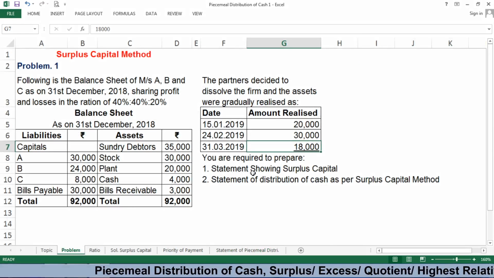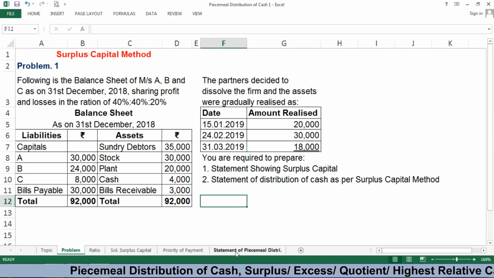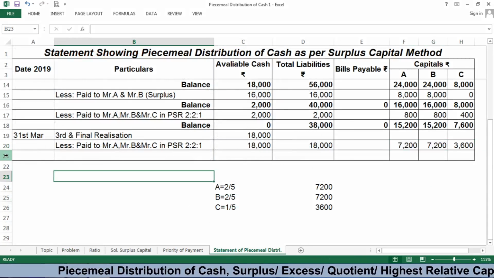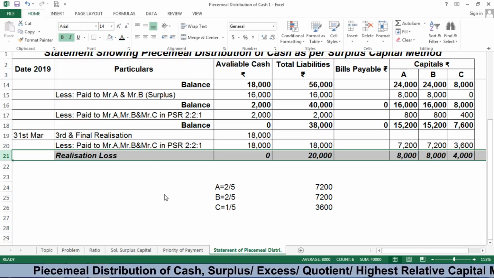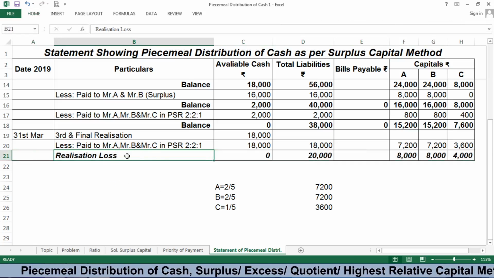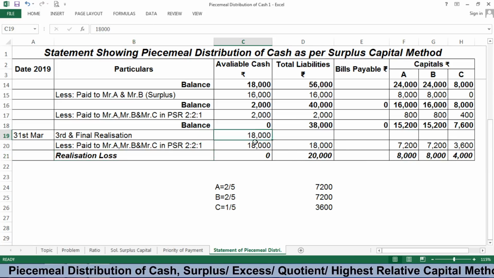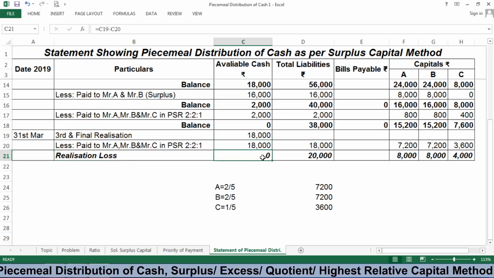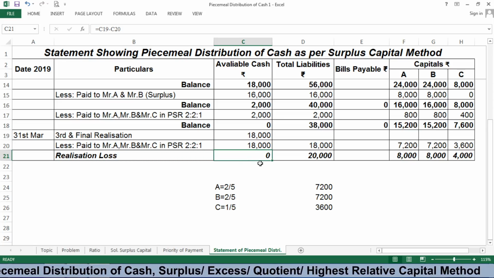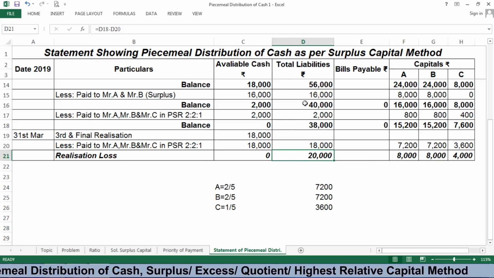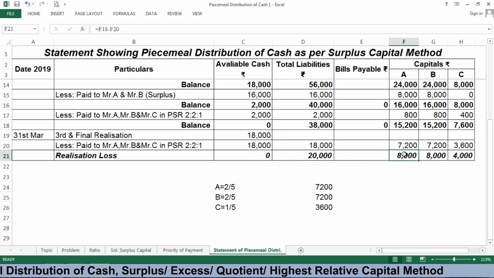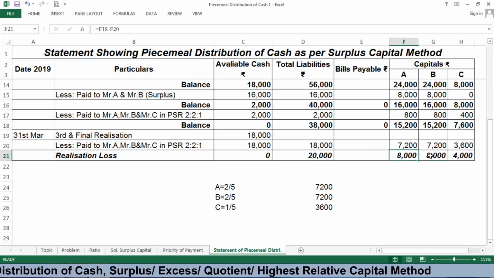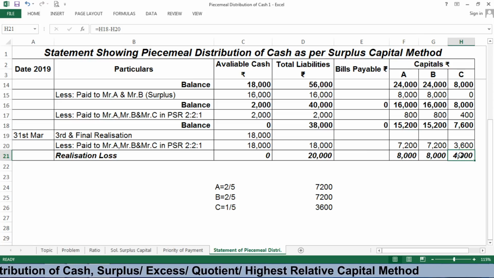Now we don't have any kind of realization. This was the third and final realization. Now we don't have any kind of amount in our hand. After the payment, the amount we can't pay is called realization loss. So after payment of 18,000 we don't have a single rupee, that is our cash account is nil. Still our 20,000 total liability is pending. That means we have a realization loss, and the loss is borne by Mr. A 8,000, Mr. B 8,000 and Mr. C 4,000.